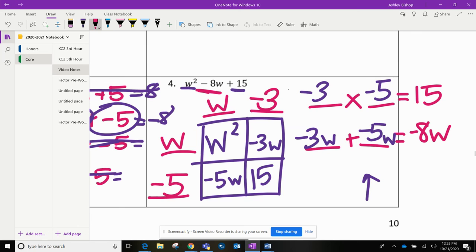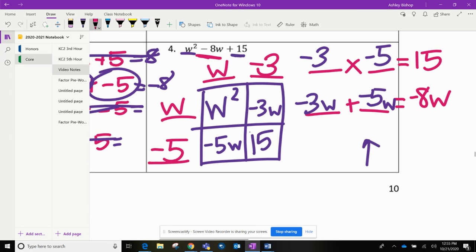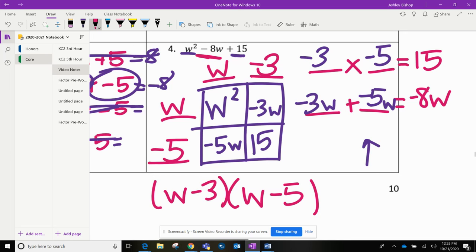And remember, my answers come from the top and the side of my box. So I have in parentheses W minus 3 and in parentheses W minus 5. If you had the switch, W minus 5 and W minus 3, that would be the same thing. Okay, so I did the problem.